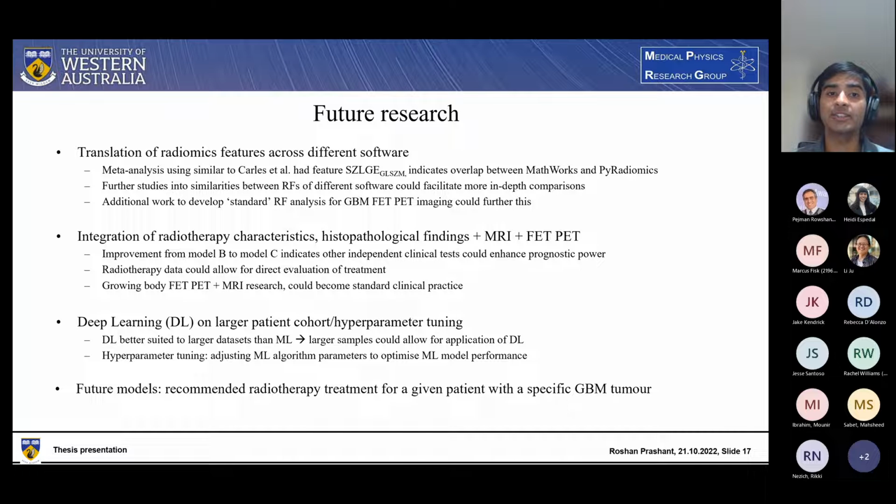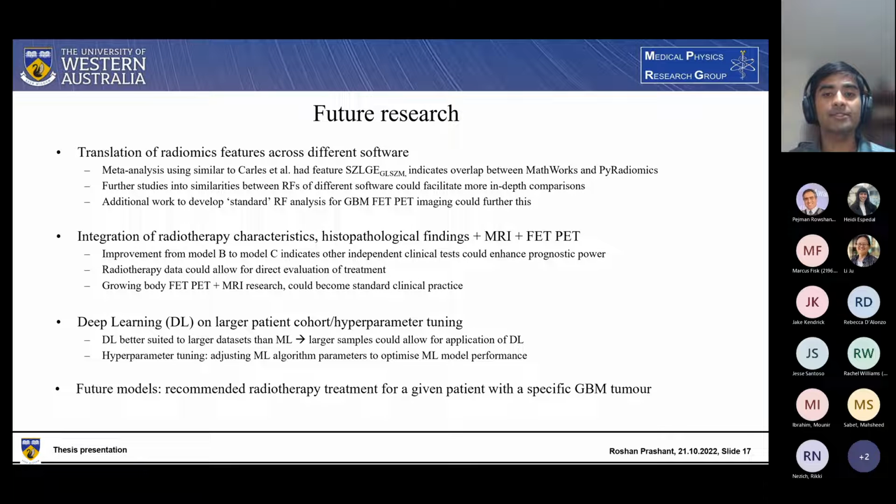Furthermore, the integration of radiotherapy characteristics, as well as histological findings and MRI along with FET PET could enhance the prognostic power, as indicated by the improvement from model B to C as soon as demographics and clinical features were added to the models. And also, finally, deep learning and also hyperparameter tuning could be implemented in future research, especially on larger data sets. So deep learning is better suited to larger samples than machine learning.